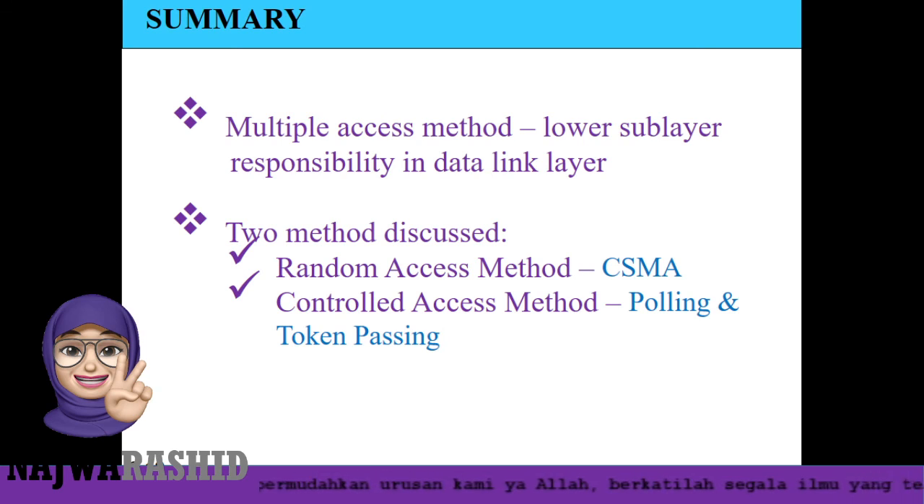So that's all for the multiple access methods. Basically, we only cover the random access method and the control access method. Under random access, we have CSMA, and under control access, we have polling and token passing. Actually, there are several other methods, but we do not cover them in this course.